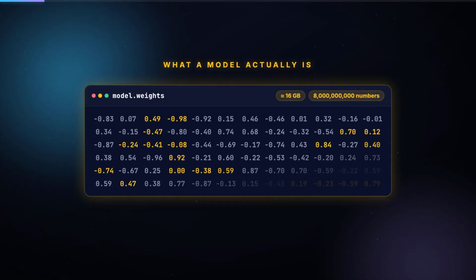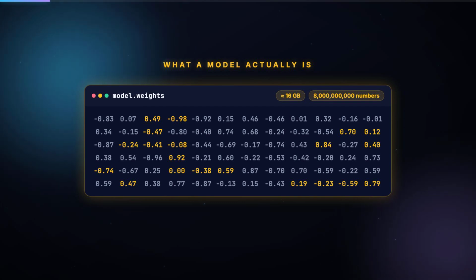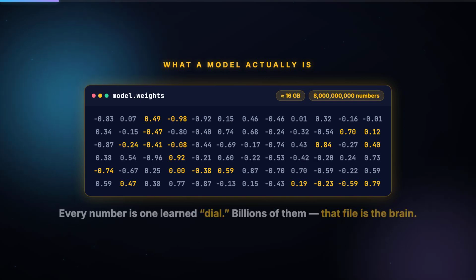So when training finishes, all of that learning gets saved as a single file packed with these numbers. A small model might hold a few billion of them. A large one, hundreds of billions. Written out, that file can be a few gigabytes or a few hundred. And that file is the entire brain of the AI, nothing else required.